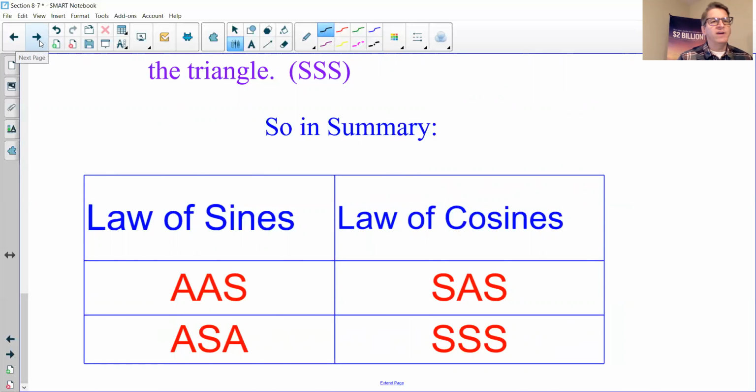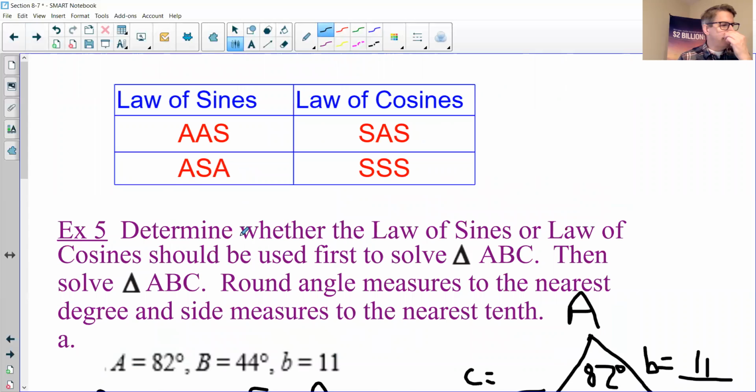We have two more examples today, example 5 and example 6. On example 5 and 6, both, we need to determine whether we're going to use the law of sines or the law of cosines to solve the triangle. So we're going to first determine which one we're going to use first.